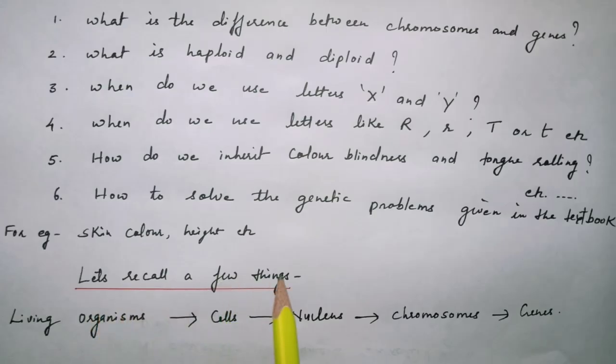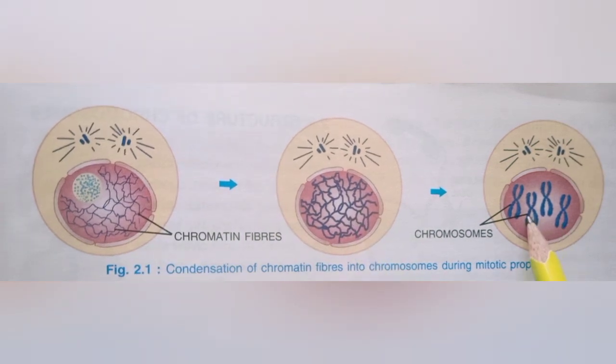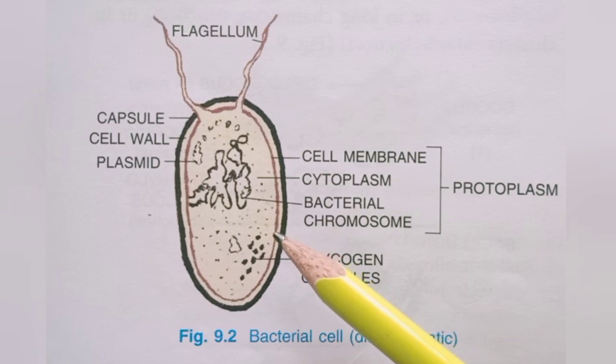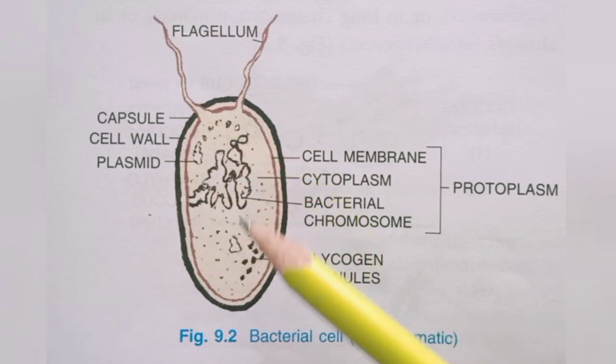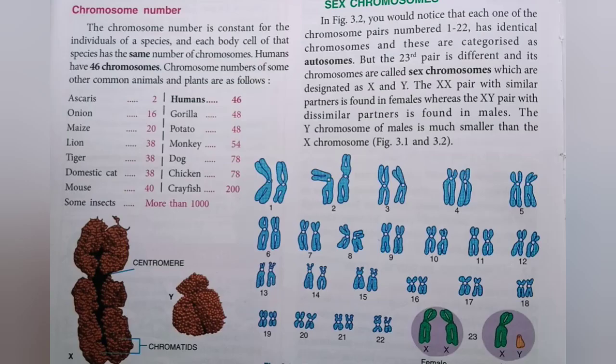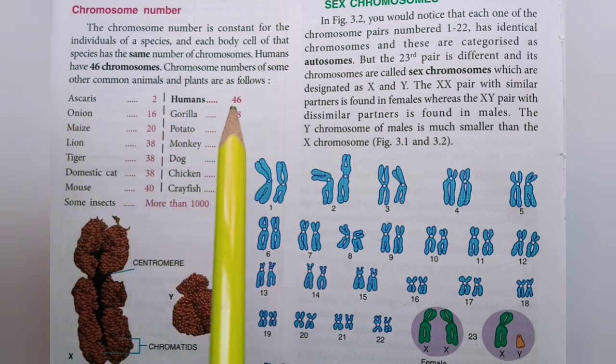Let's recall a few things. All the living organisms on this earth, may it be a plant, an animal, a human or microbes, etc., their bodies are made up of cells and all the cells have nucleus. The nucleus has chromatin fibers which condense to form the chromosomes. Of course, the prokaryotic cells and the organisms like bacteria don't have a well-defined nucleus, but they do have the chromosomes. Chromosomes are always present in even number in the cells of the organisms.